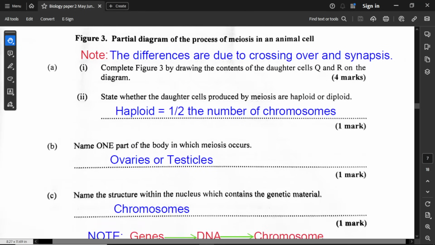For part B, it's to name one part of the body in which meiosis occurs, and this may take place within the ovaries or testicles. So ovaries if you're a girl, and testicles if you're a boy.